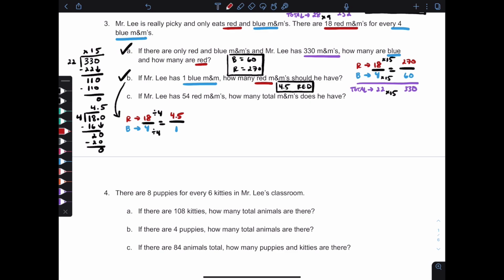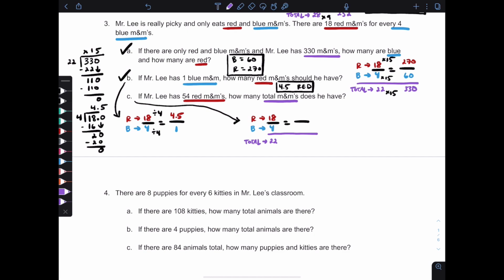Now let's take a look at part C. What if Mr. Lee has 54 red M&Ms? The question is how many total M&Ms? Oh, I should use purple to represent the total. We're not looking for blue, we're looking for all together. So for part C, I'll draw an arrow right over here roughly. And it does talk about the total, so I'll put that at the bottom here. It's not really part of the ratio, but just try to separate it. The total here is 22, right? And it says, what if Mr. Lee has 54 red ones? How many total does he have, right? So the 54 is going to go on top, and we don't really know anything else.